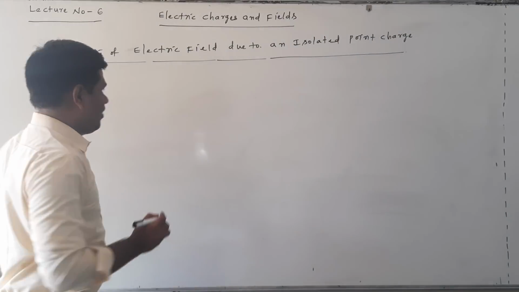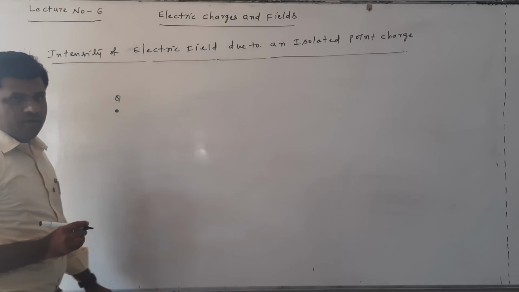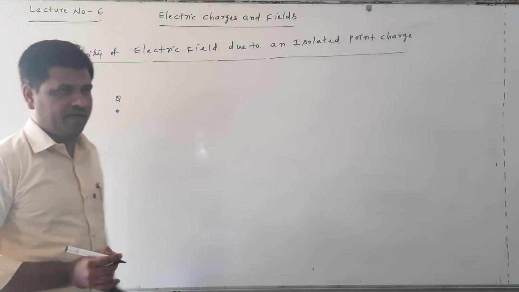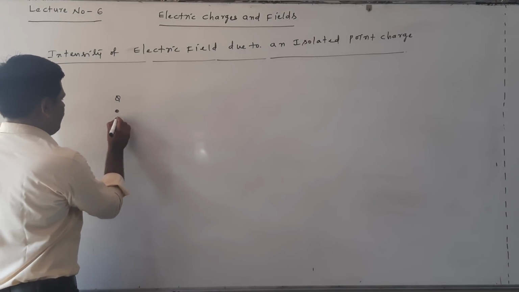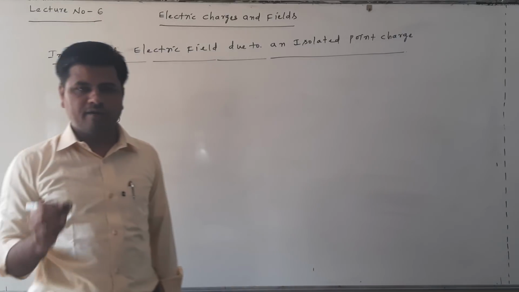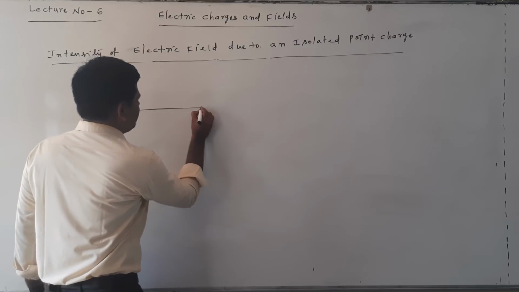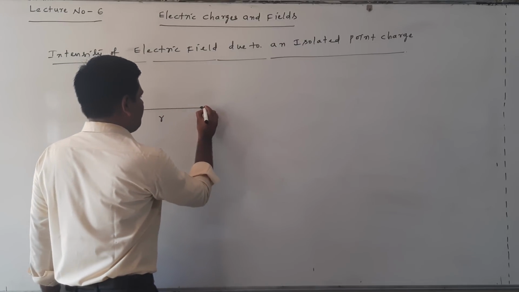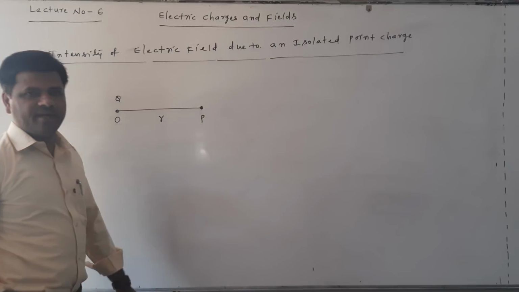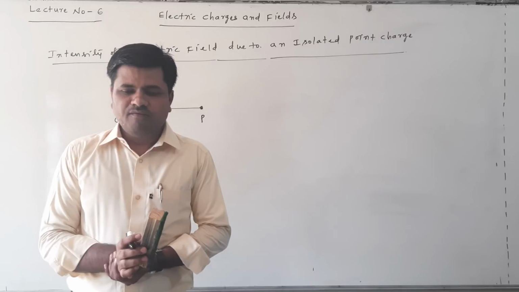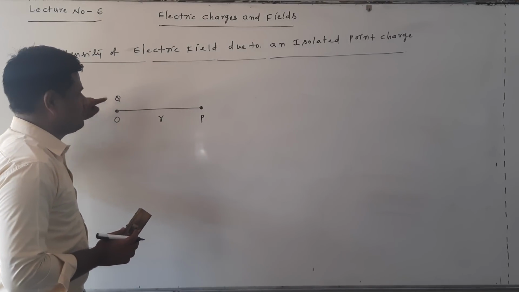See there, now I have taken this as the isolated point charge. I take a point A. Now this is the point O. At the point O I have taken the isolated point charge Q. From this, at a distance R, at the point P, I want to find the intensity of the electric field. We have to find the intensity of the electric field due to the isolated point charge Q at the point P.